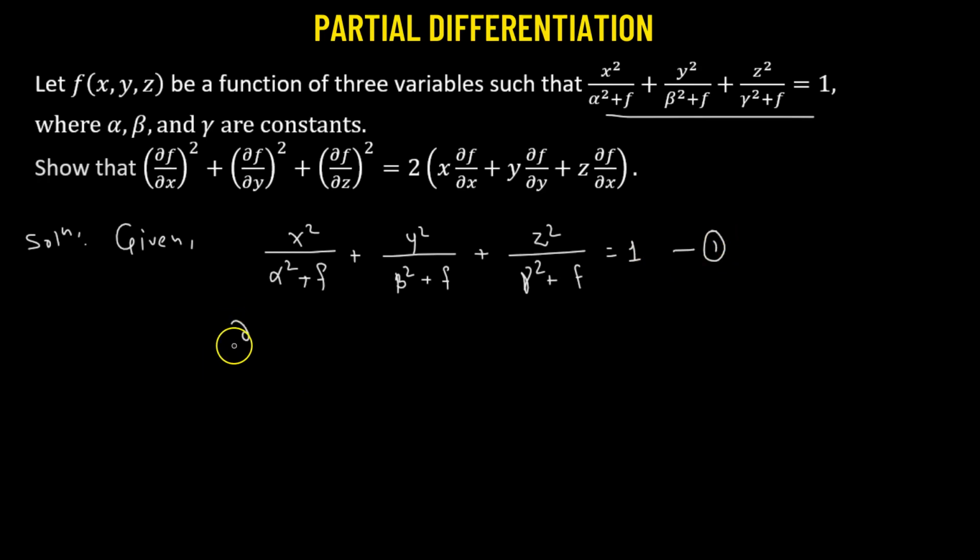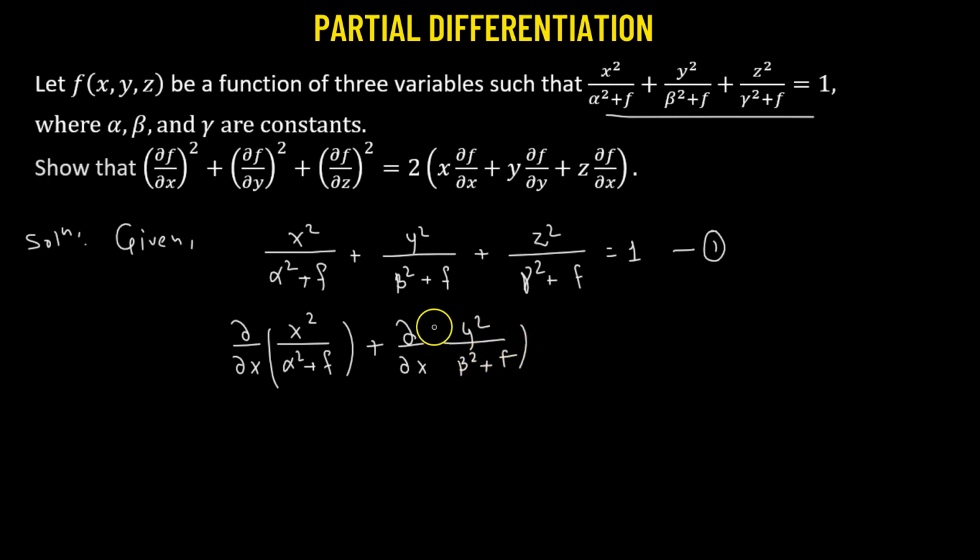So what we'll do, we'll take the partial derivative on both sides with respect to x. So we have partial with respect to x of x squared divided by alpha squared plus f, plus partial with respect to x of the second term, which is y squared divided by beta squared plus f, plus partial with respect to x of z squared divided by gamma squared plus f. So this will be equal to partial with respect to x of the constant 1.